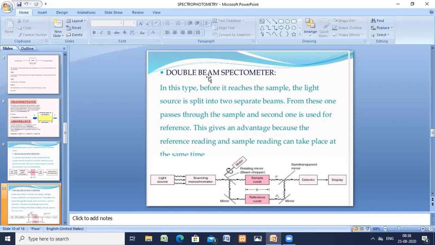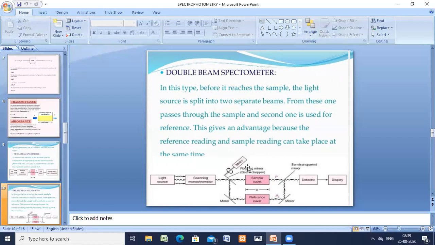So the light source comes to the monochromator, and from the monochromator it is splitting. The light is split off by the beam splitter, and it can be used as a comparison beam to compensate for variations. After the monochromator, the beam is split, and one goes to the reference and one goes to the sample. That is the reason you call it a double beam.